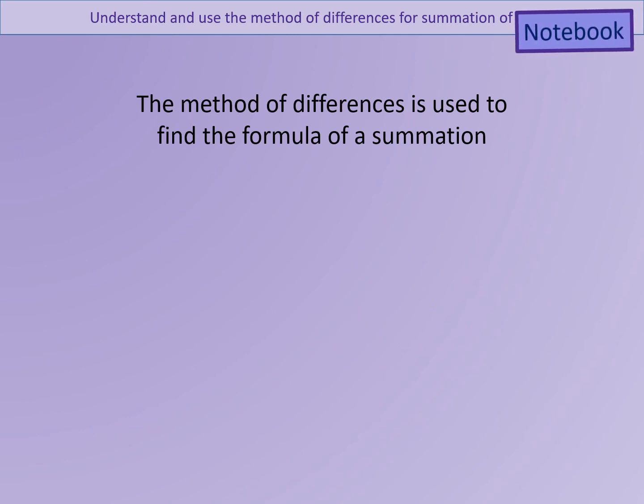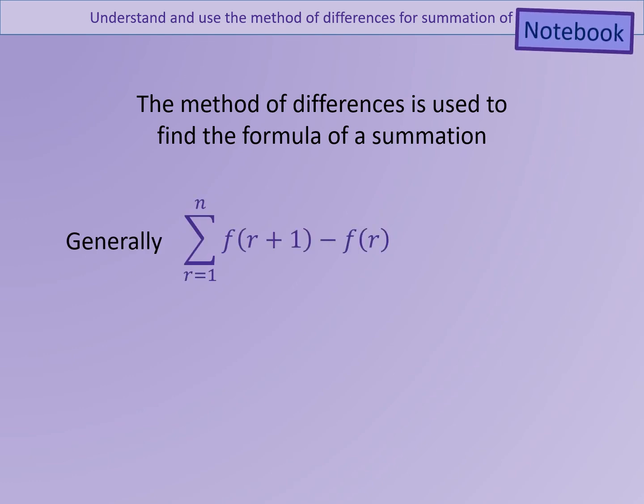So as I said earlier, the method of differences is used for finding summations of particular types of series. So there needs to be something looking a bit like this: the sum of a function of r plus 1 minus a function of r. There needs to be a minus in the middle so that some positive terms will cancel with some negative terms, and the functions need to be similar to each other so that the cancelling occurs.